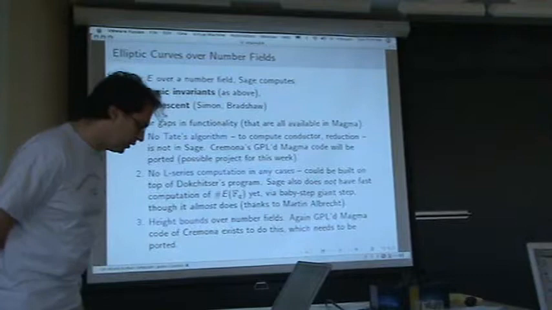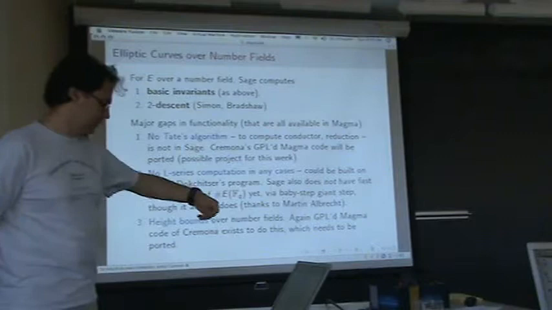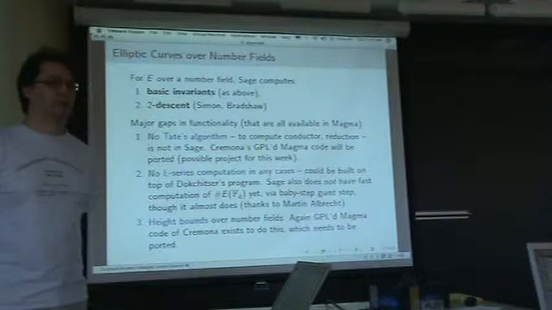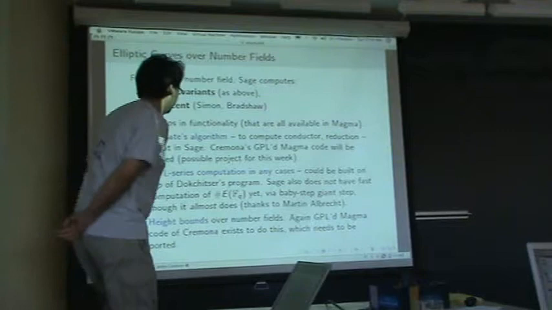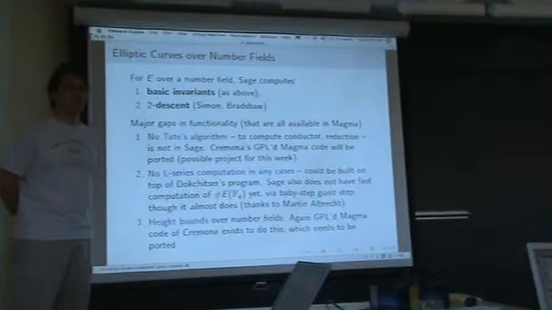In particular, Tate's algorithm, which gives you the conductor and the type of the reduction at each prime of bad reduction, is not implemented. Fortunately, John Cremona wrote a version in Magma that he has GPL'd. So we will port that to Sage. That's a possible project. On L-series computations, we don't have fast computation of the number of points over F_{p^3} on an elliptic curve, only over F_p. So that needs to be implemented.